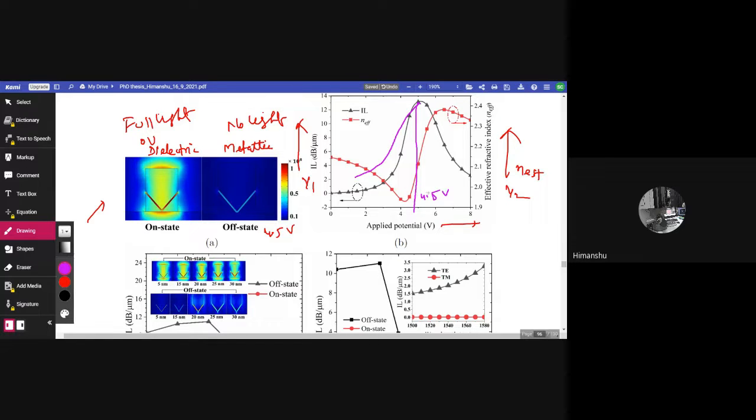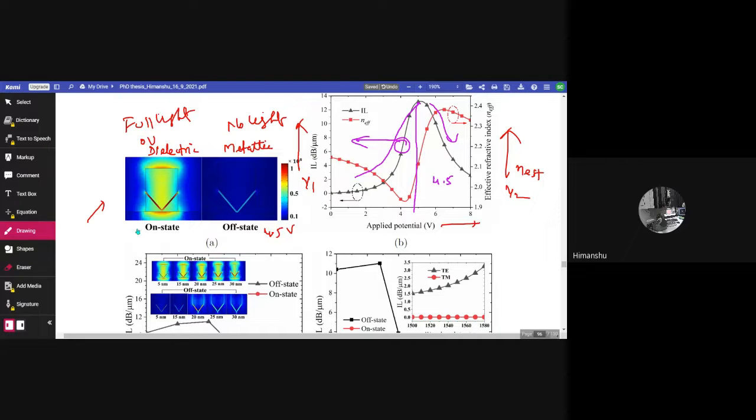However, if the potential is further increased, then the loss decreases because, as we have seen in the earlier figure, the permittivity for ITO, that is the real part of permittivity of ITO, reaches 0 at around 4.45 volt. However, if we increase the potential, then again the permittivity reaches some value. Although it may be negative, it has some value. It is not 0.